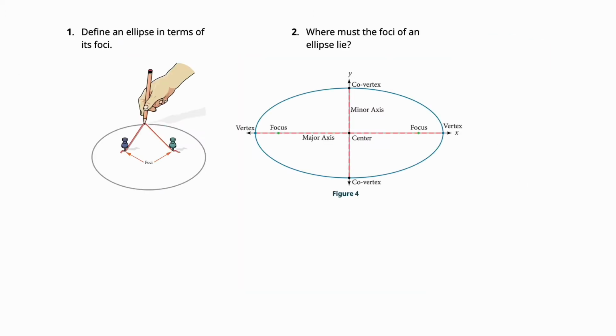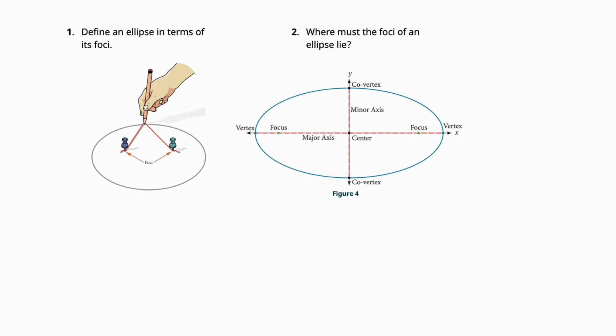All right, define an ellipse in terms of the foci. Well, you can see here that the foci are these two pins, and this is a way to draw an ellipse. You take a string and keep it tight around the tip of the pencil, and if you draw each side of it, you get an ellipse.